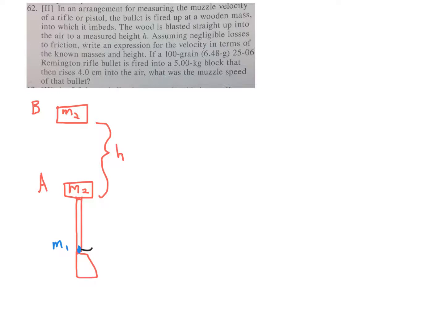Day 12, AP Physics, page 313, problem 62. I'm calling the bullet, which is still in the gun as pictured by the blue blob there, mass 1, and the block as mass 2. After the bullet's been fired, it's going to cause the block to go from position A to position B, or through a height of what I'm calling h. We need to find h in terms of the masses and the velocities of the particular bullet in particular.